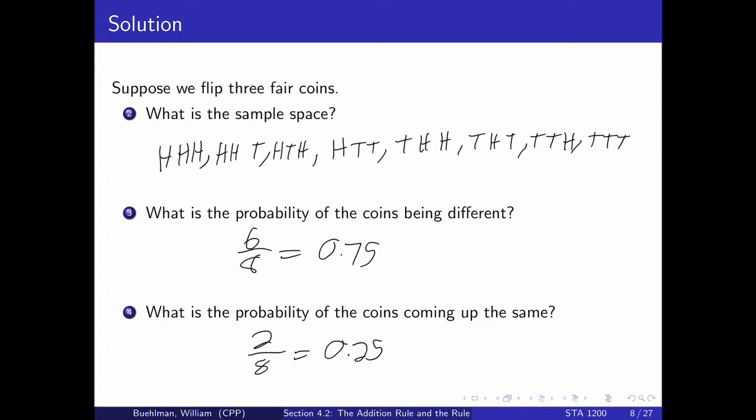What is the probability of the coins being the same? Well, we see that there's heads, heads, heads, and tails, tails, tails. So that's 2 outcomes out of the possible 8 where the coins come up the same. So our probability there is 2 divided by 8, which is 0.25. Hopefully you guys were able to get those and you feel comfortable with this.